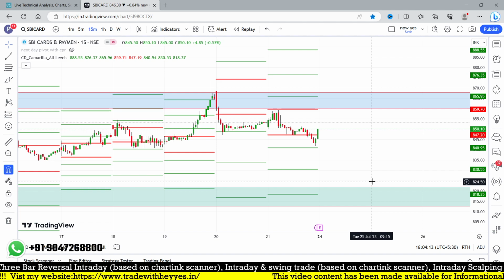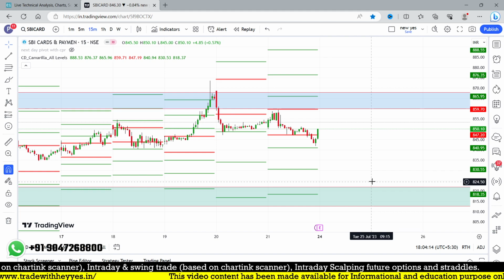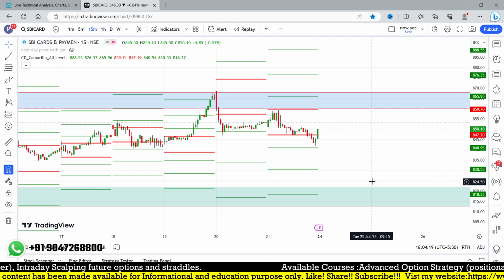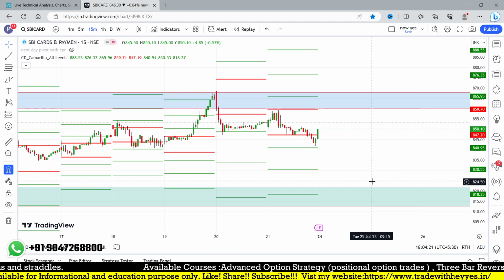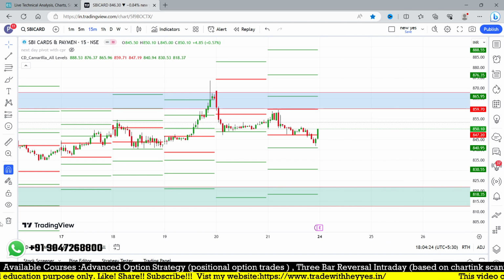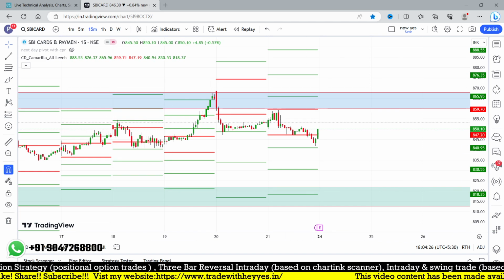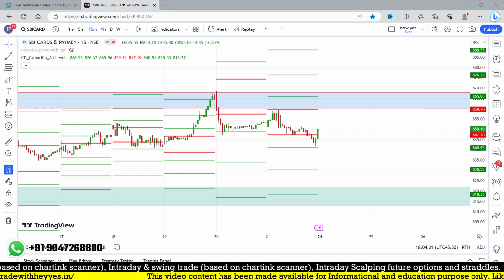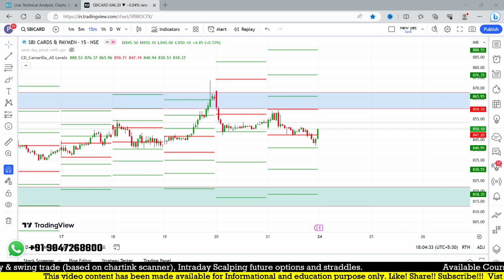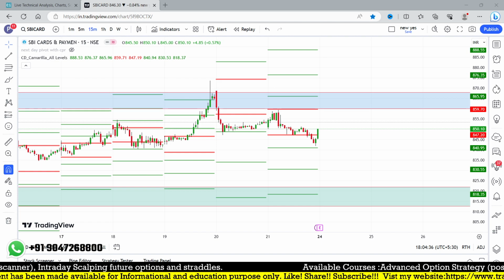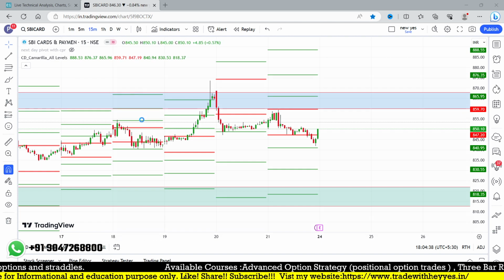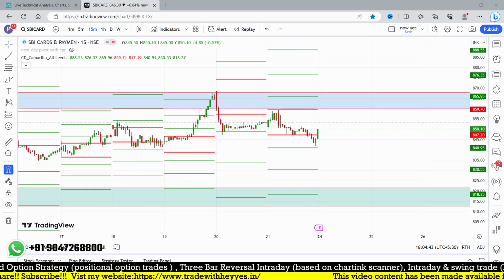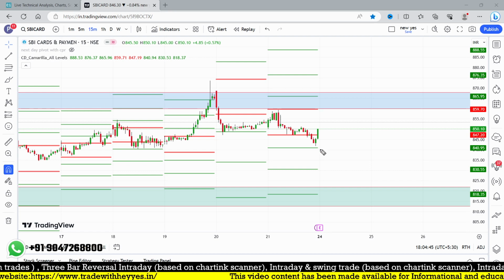Then we can use them for a Camarilla trading strategy, and how we can use that strategy with these levels on charting is what we are going to discuss here. We already discussed the H6 scanner, that is resistance 6, which we created on our charting scanner. H6 is resistance and L6 is support. We created L5 and L6 also, and we are going to discuss how to use them in charting.